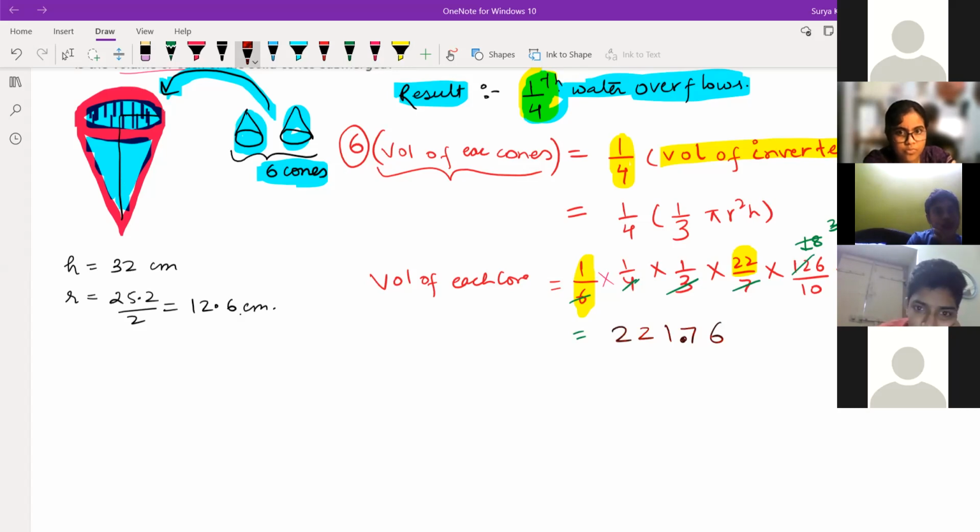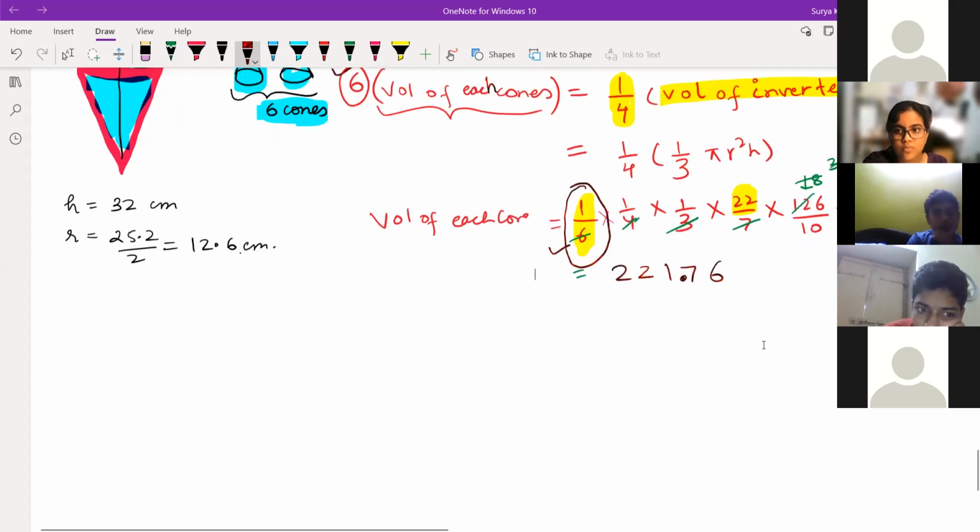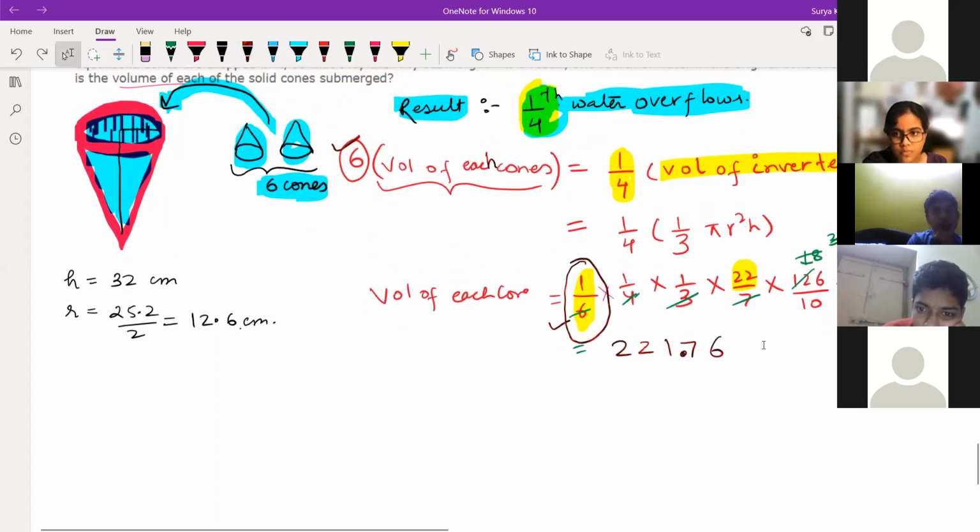So once again, you just try to understand where you might be not getting. See, 1 by 6, you might find it difficult, right? Because here I have mentioned the volume of each cone, and 6 cones are there, so we have to divide by 6. Okay. So 1 by 6 into 1 by 4 into 1 by 3, 22 by 7. Anywhere feeling difficulty? Sai Ritvik. No difficulty, sir.